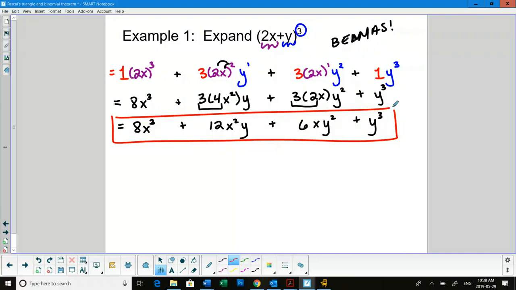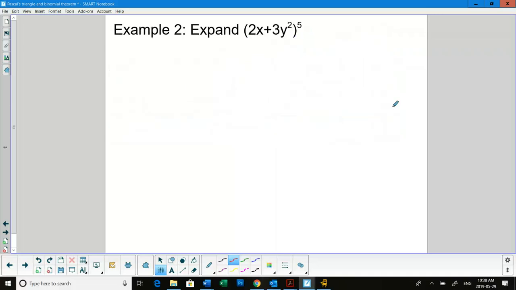Questions? Is anyone confused as to how you got from this to this? Let me know. We're okay? Okay. Save yourself a little bit of space here. Try not to write too big. This one's going to be a little bit more complicated. We're going to expand to the exponent 5, so we're going to have quite a few terms.